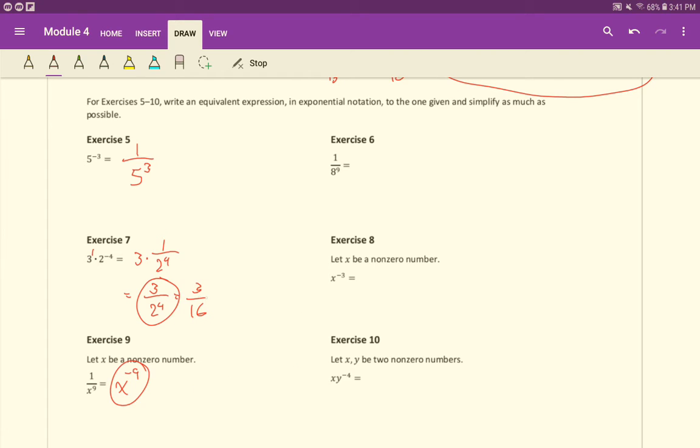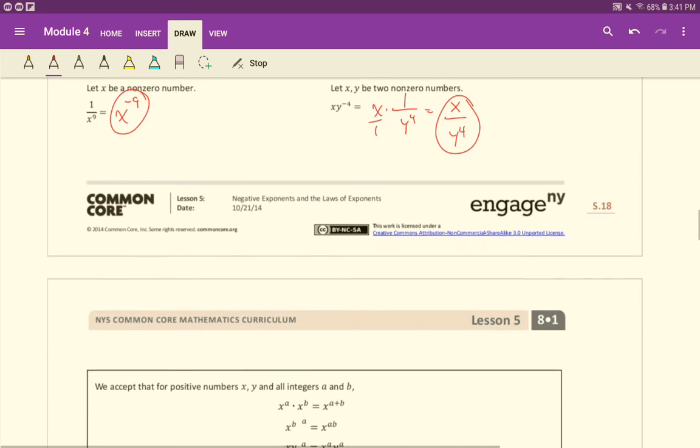All right, hopefully you paused the video. 1 over 8 to the 9th will be 8 to the negative 9. X to the negative 3, we can rewrite that as 1 over x to the positive 3. And then again, x y to the negative fourth, again, I really feel like it's only the y that's being raised to the negative fourth. I don't think there's supposed to be parentheses here. So it's going to be x times 1 over y to the positive 4, which results in, if you put x over 1 like that in a fraction, x over y to the fourth, like so.